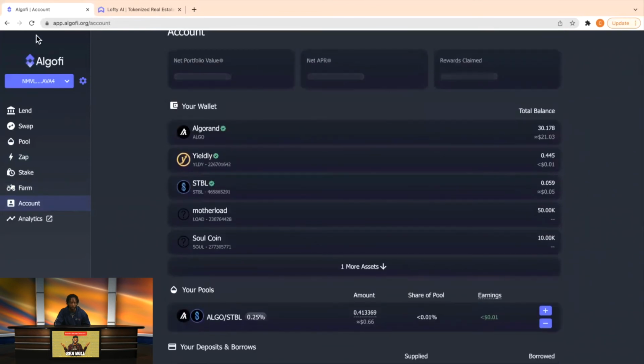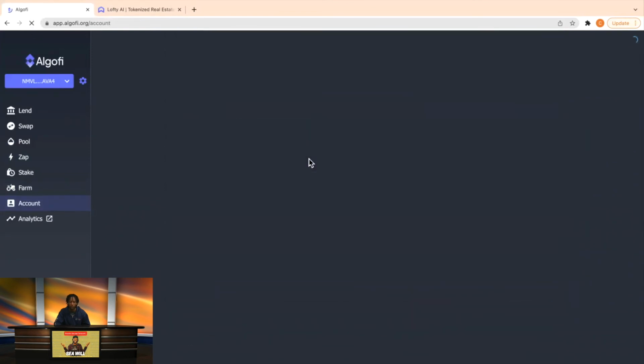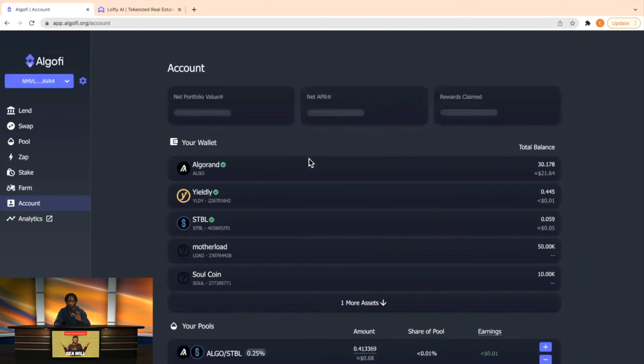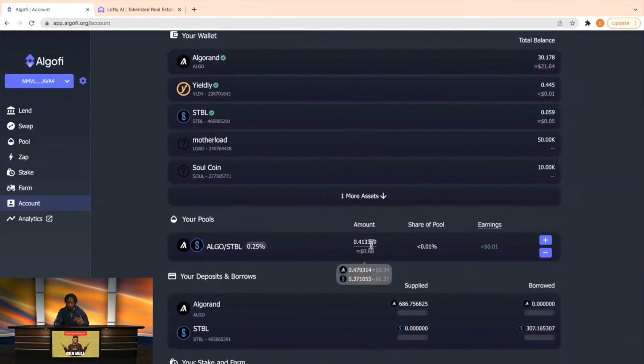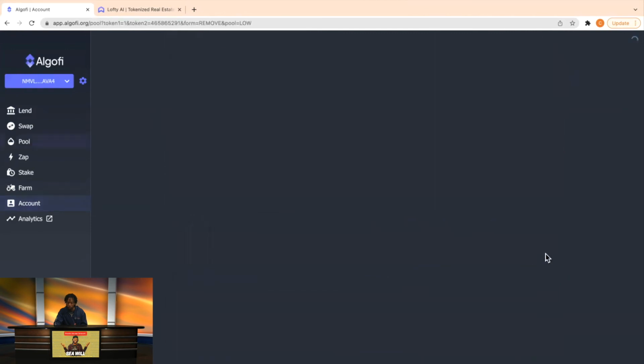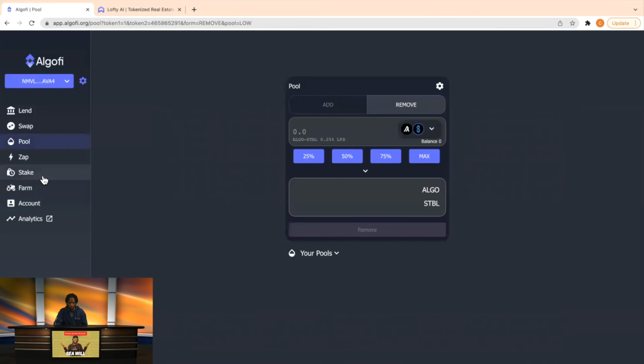Right now, it should be loading up. May or may not have the best internet connection, but don't mind it, it is all there. Make sure you got good internet, okay? So again, you can see the rewards. I just put this in there. It breaks it down, went from the zap. It shows the share of the pool and the earnings. Already made less than 1 cent. You can add or remove liquidity, okay?